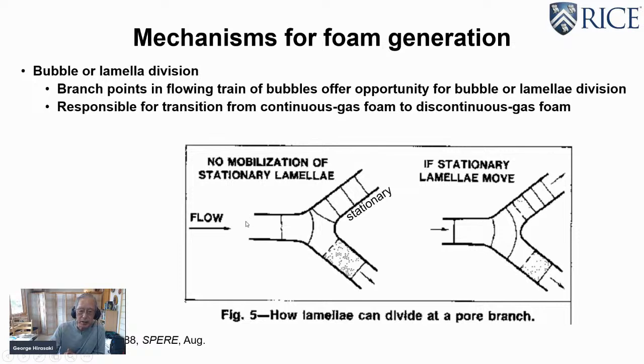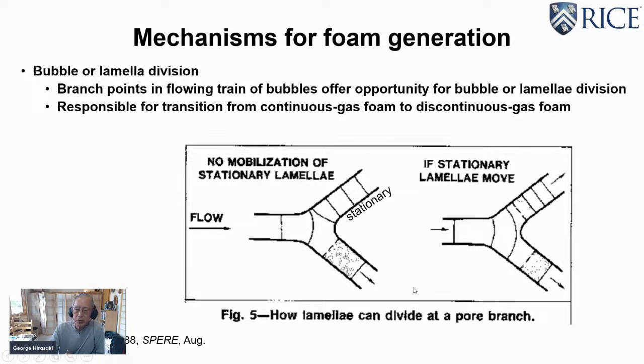At a low pressure gradient, let's suppose that you have a train of bubbles moving along this path, but in this branch the bubbles are stationary. In that case, continuous gas is just a flow. If you have foam bubbles, the bubbles will just pass through, not changing in size.